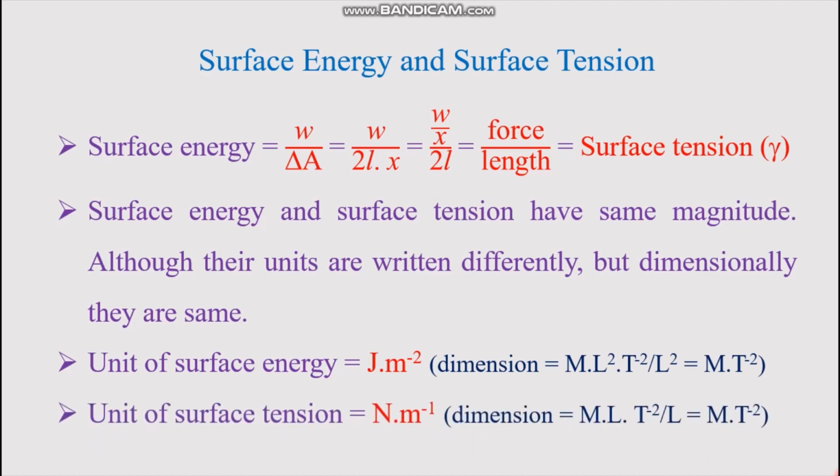Similarly, the unit of surface tension is Newton per meter. Newton means force and meter means length, that is force per length. So the dimension of force is M L T to the power minus 2, that is kg meter per second squared. When it is divided by meter, that is length, then it becomes only M T to the power minus 2. That means this is the dimension which is the same as that of surface energy. Both are M T to the power minus 2, that is both have the units kg per second square.